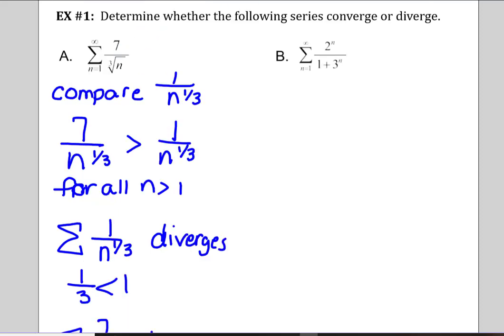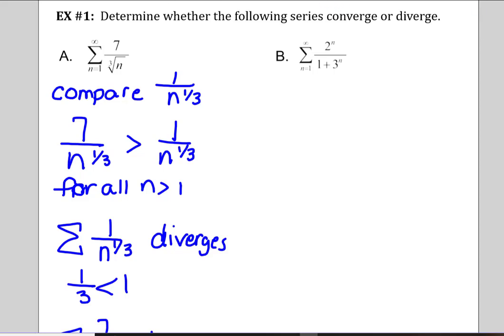So you can see what we did. We saw that this was a large series, and we picked a smaller series. So this one is larger than this one, and this smaller one is going to diverge, which means that so will my larger series also diverge.